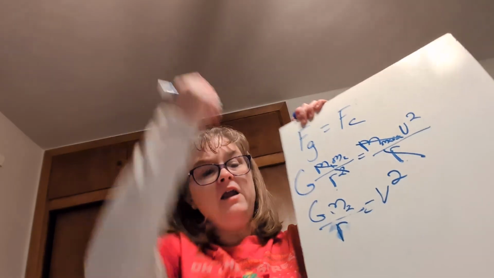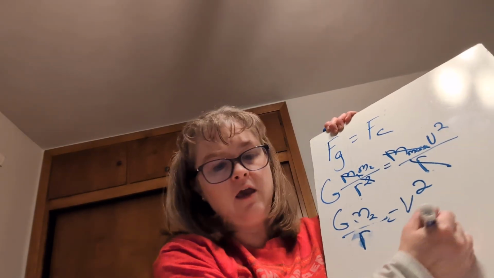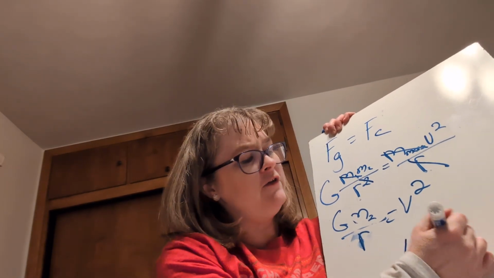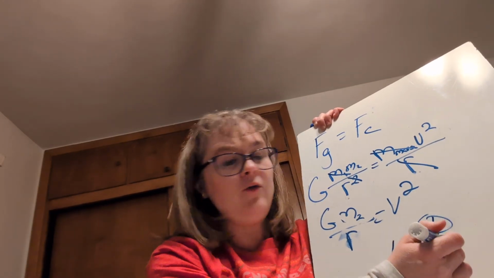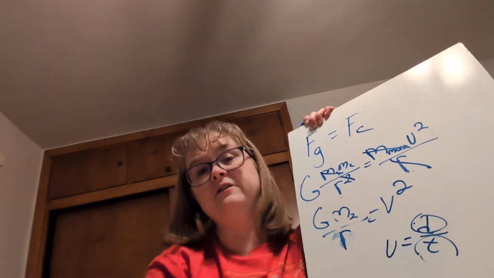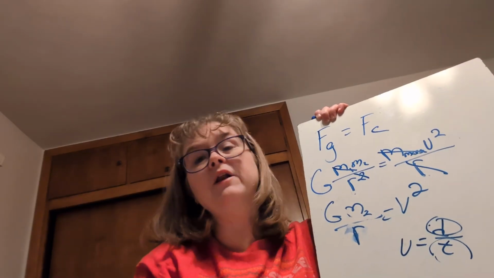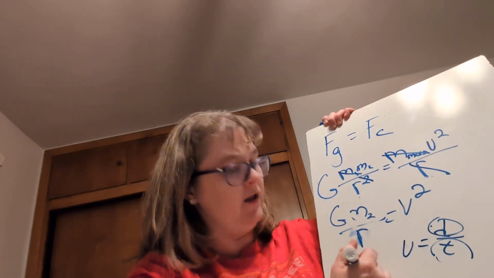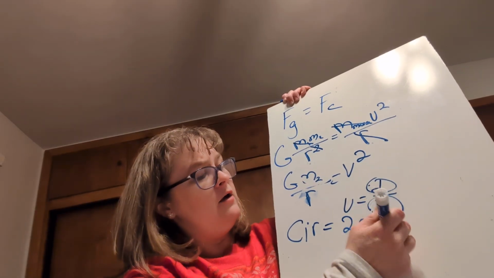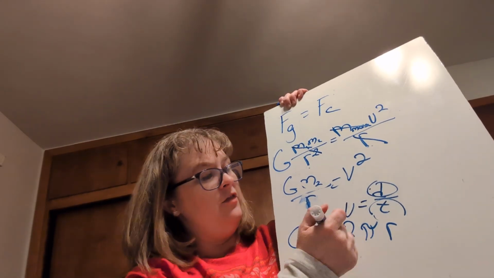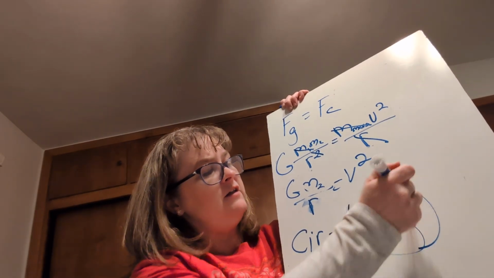But we can find V because velocity equals distance over time. And we know the distance and we know the time. Well, we don't know the distance, but we know the radius, and we can find it by doing circumference equals 2 pi r. This will give us our distance, and then we have our time.